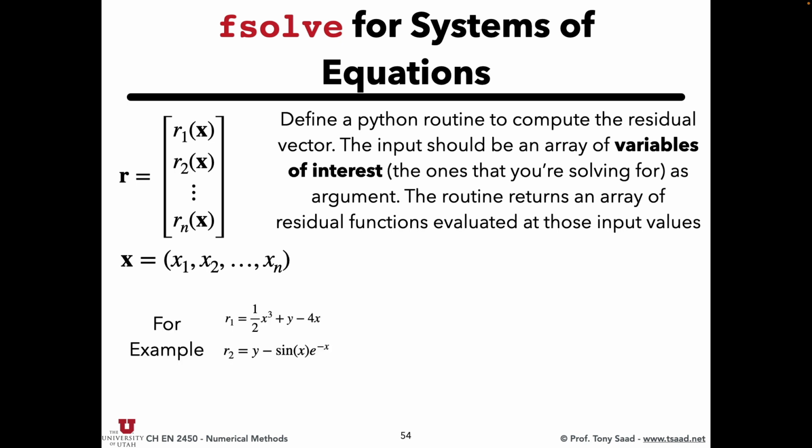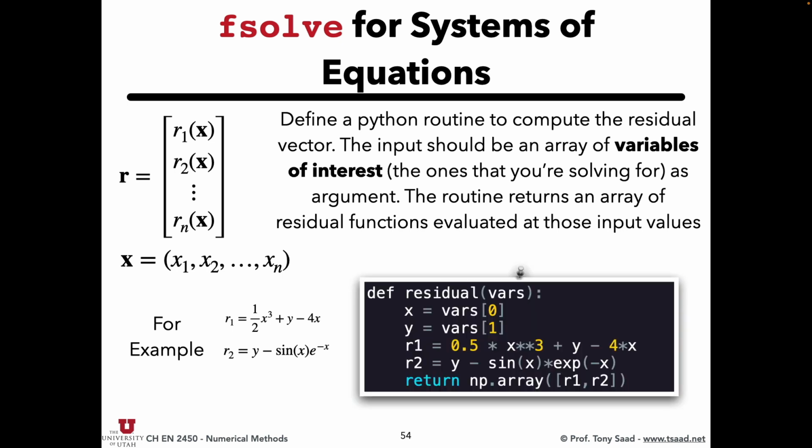So for example, if we were doing this system that we just looked at, the example, we had these two residual functions, half x cubed plus y minus 4x, and y minus sine x e to the minus x. This does look like a vector. This is my residual. Let's take a moment to look at it. Define, standard definition of a Python routine. I'm calling it residual. I'm assuming an input, I called it vars, to remind me that this is a collection of variables. Now, I'm assuming that in this vars, the first value corresponds to x, and the second value corresponds to y. So I immediately pull those out from this vars array.